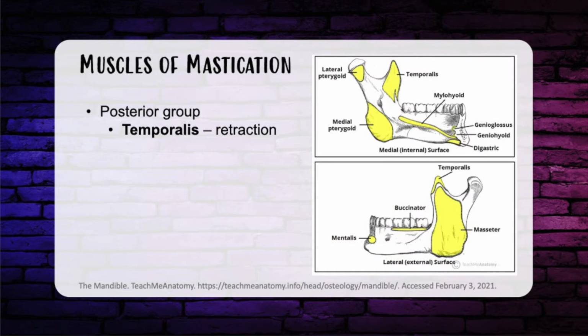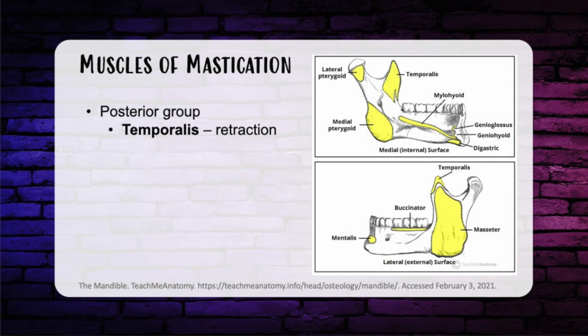Okay, now let's discuss another heavily tested topic. Pay attention because this is a pretty important part. The muscles of mastication. They can be broken down into the anterior muscle group and the posterior muscle group. The posterior group is really important, so we're going to focus on those. It includes the temporalis, lateral and medial pterygoid muscles, and the masseter.